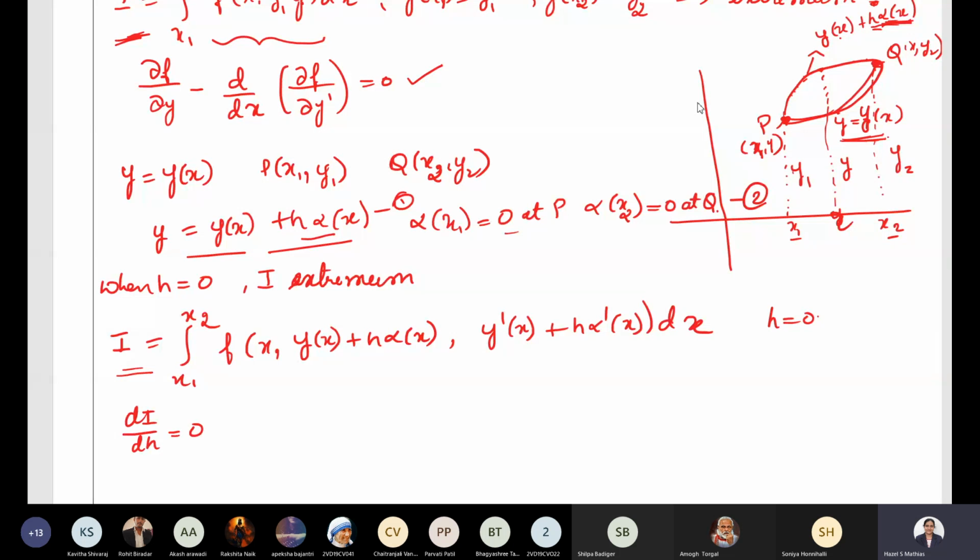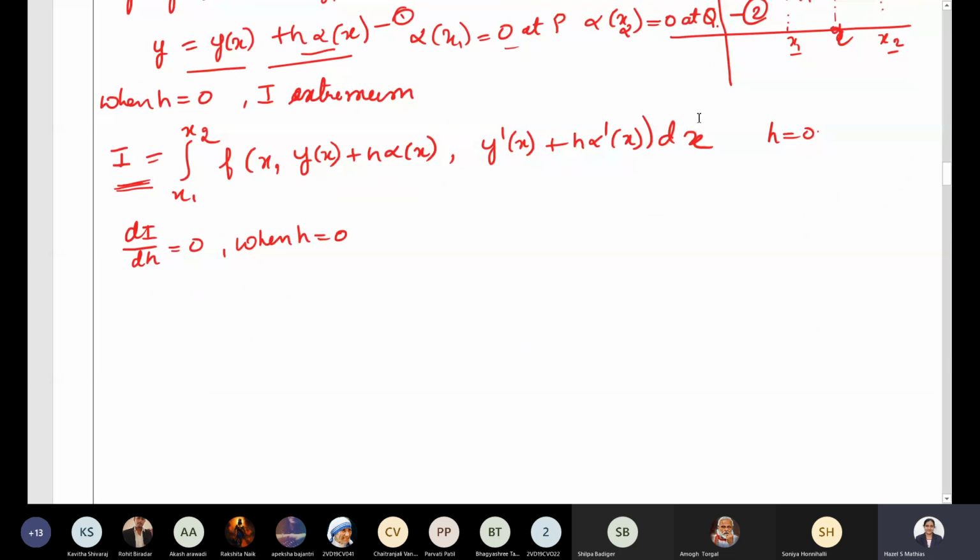So you can see this clearly. If you take I to be a function of h, when h is equal to 0, you get dI by dh equal to 0. That's why, as I is a function of h, you first differentiate this I with respect to h. What we get: dI by dh is equal to the integral from x1 to x2.